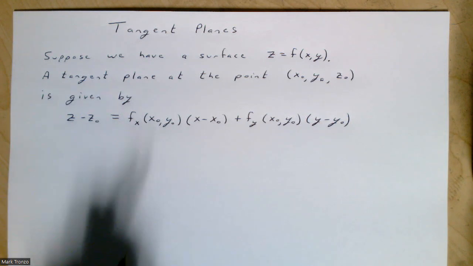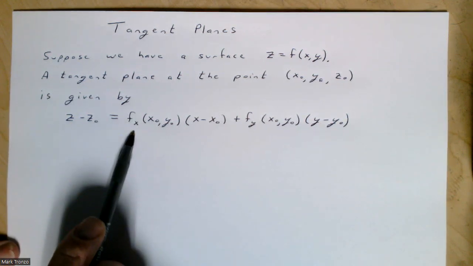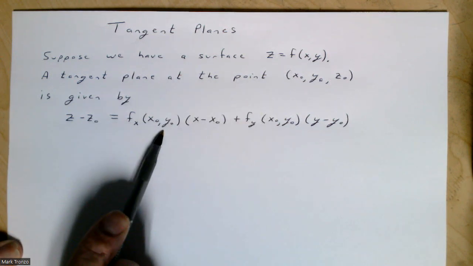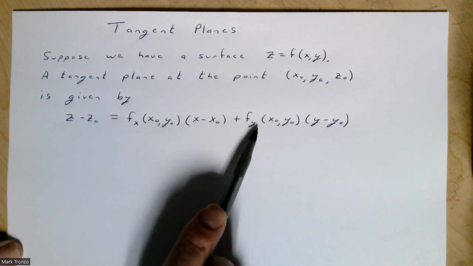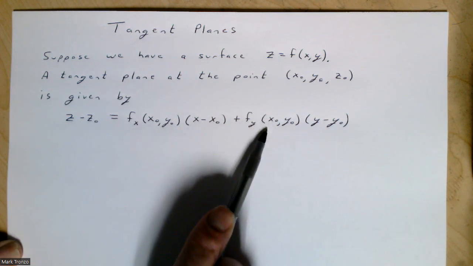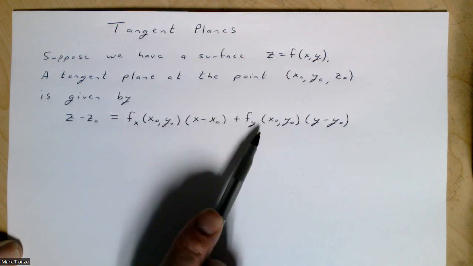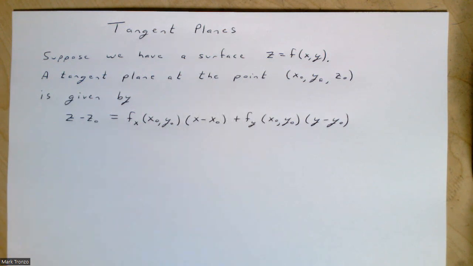Once again, notice that this is the derivative of your function up here, evaluated at x naught, y naught. The same thing here. This is the derivative with respect to x, and the derivative with respect to y. And so it's a pretty straightforward equation. Let's go ahead and apply it to a problem.